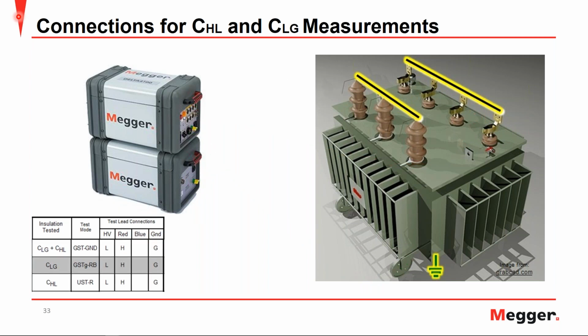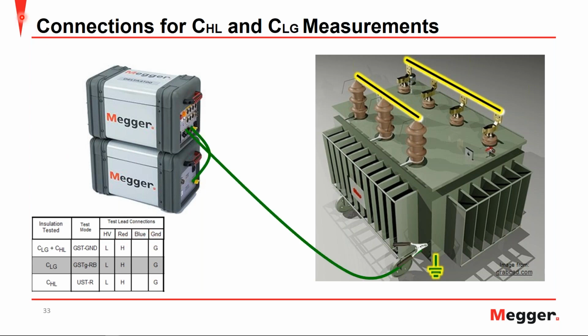Now conversely, we can do the same for the low side. We can see that the tests have changed. We have CLG plus CHL now, and then CLG and CHL, again with the same combined test modes of the grounded specimen test with guard, and ungrounded specimen test. And you can see the only thing that we've changed now is we've swapped the connections of the high voltage lead and the red measurement lead. Now your high voltage lead is on the low side and your measurement lead is on your high side. Ground obviously is still going to ground.